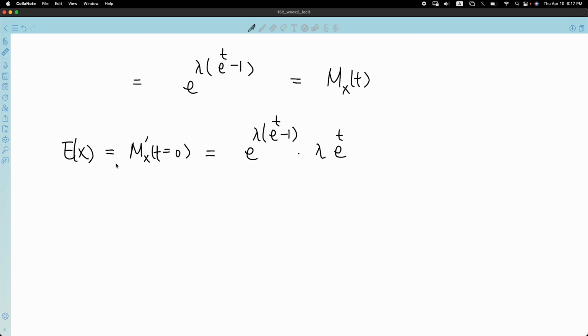Okay, what should we do next after we take the derivative? Yes, t equal to 0. So don't forget t equal to 0. Can someone tell me when t equal to 0, what does this equal to?